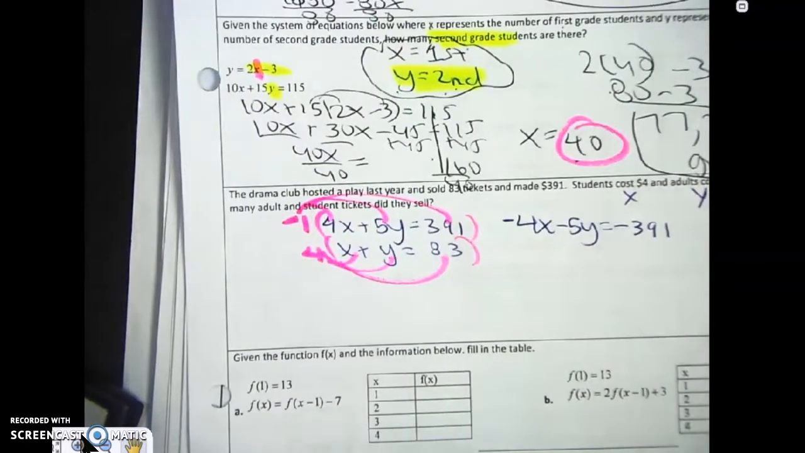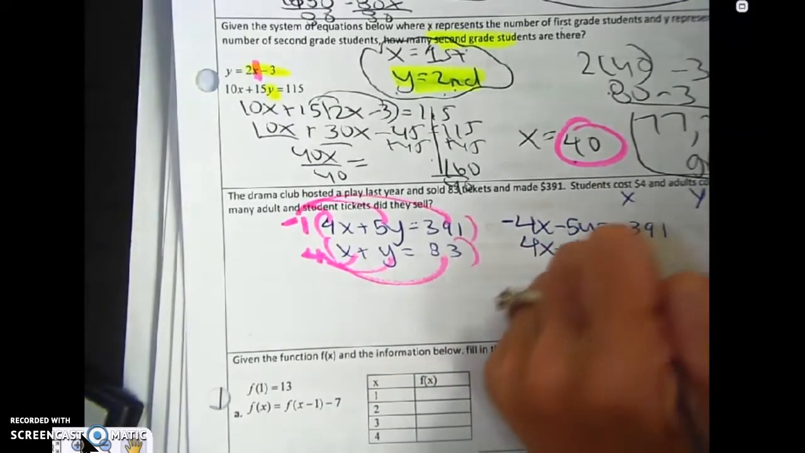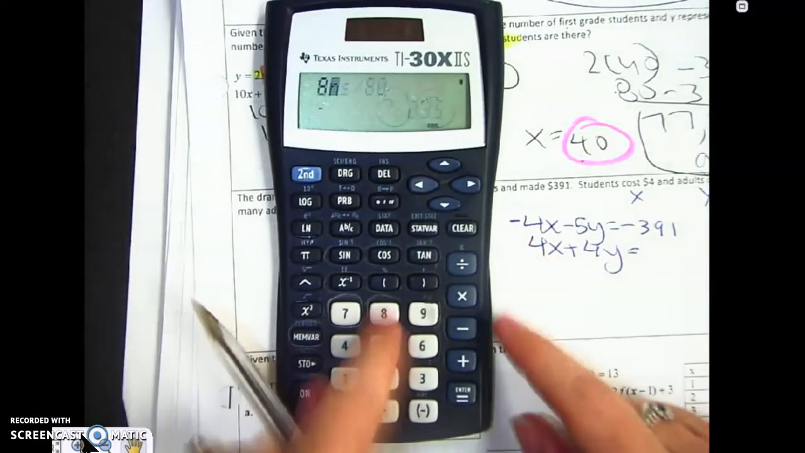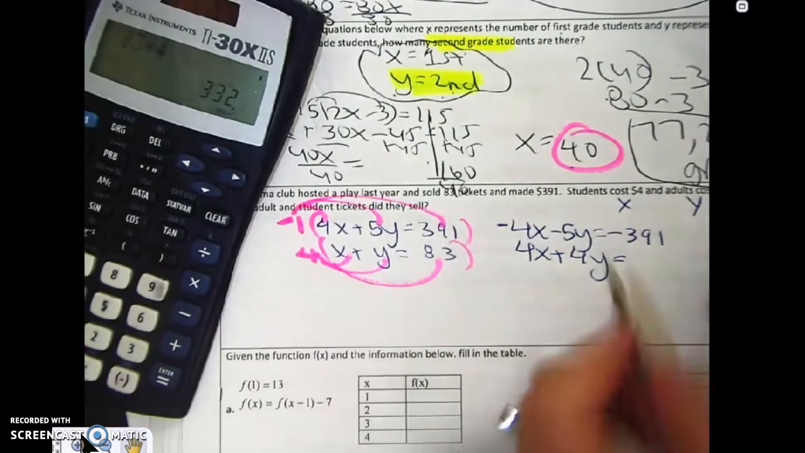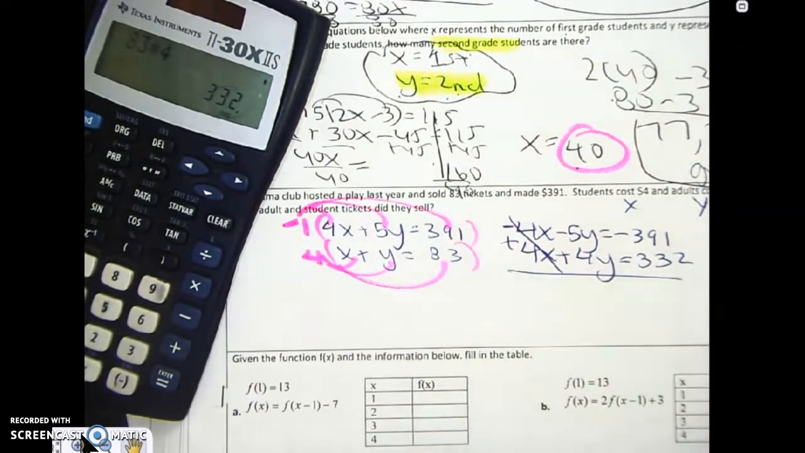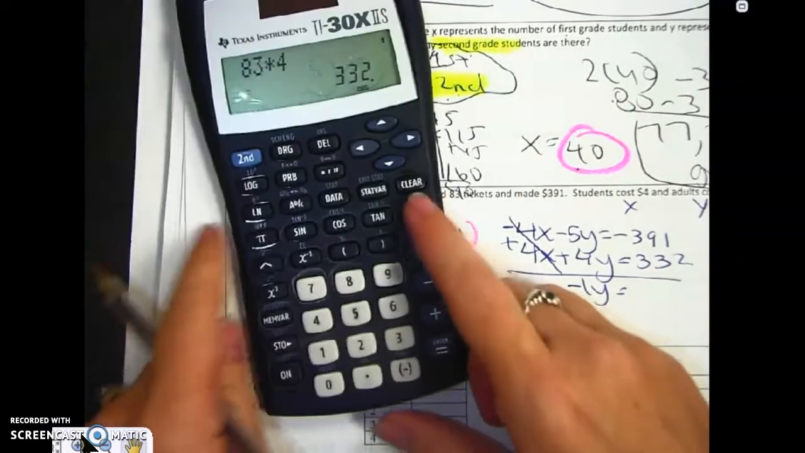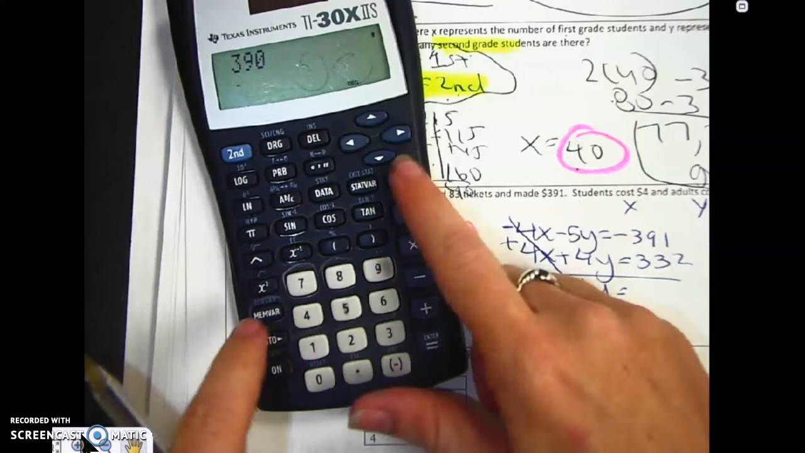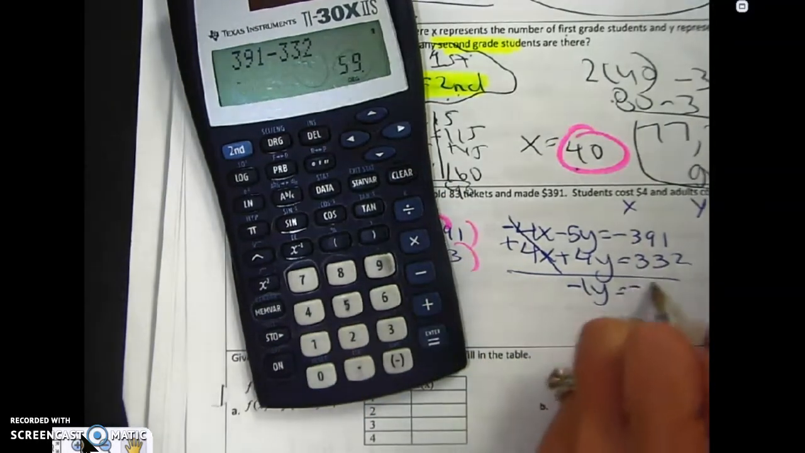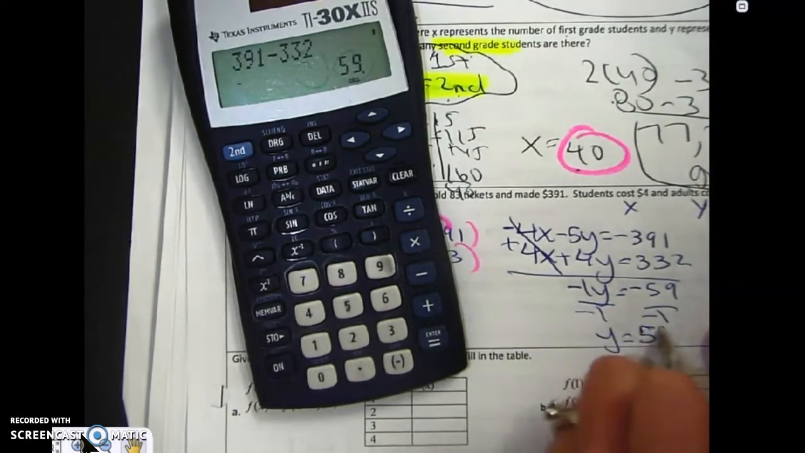I feel like when there's bigger numbers, I really need to be careful and write more slowly, because it's very easy for me to make silly mistakes. Oops, 83 times 4, 332. Okay, the x gets eliminated. I'm left with -1y equals 391 minus 332. -59 divided by -1. Y equals 59.